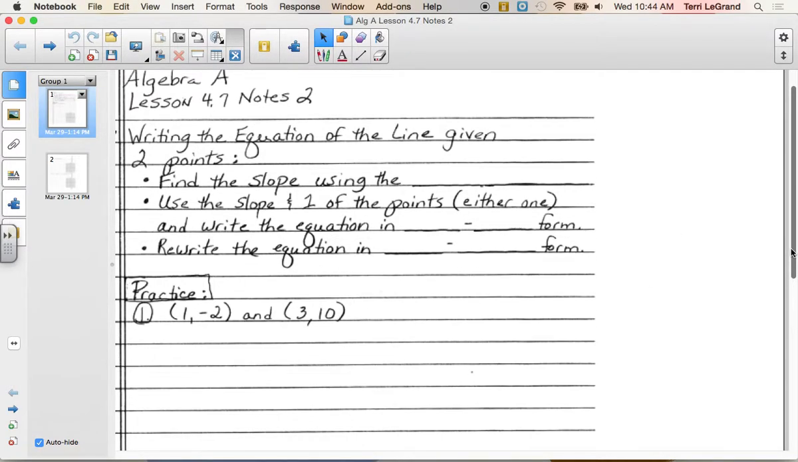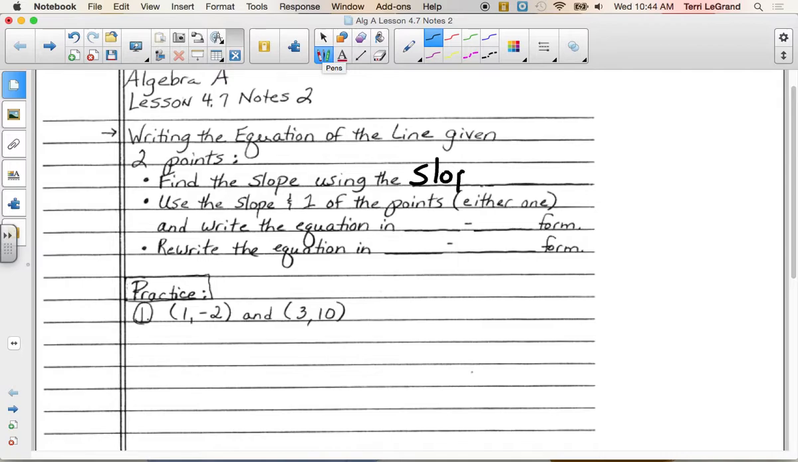Okay, so today when we are working with our point slope form, we're going to be writing the equation of the line given 2 points, instead of what we've done so far, in 4.7, where they gave us a point and the slope. So if they give us 2 points, the first thing we're going to have to do is find the slope using the slope formula. We're going to find the slope using that slope formula that we already have used and already know about.